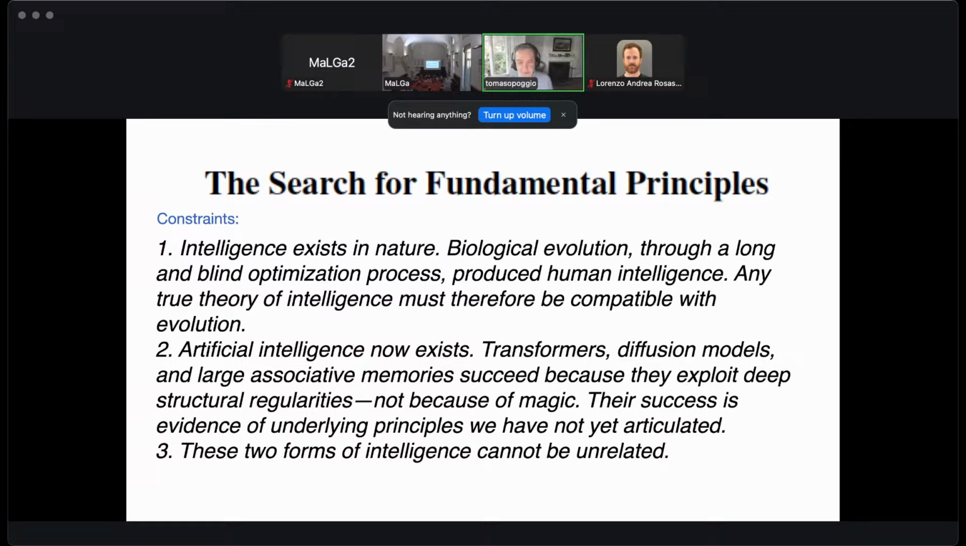So in the search for these kinds of fundamental principles, we are under a number of constraints, at least I would like to think so. One is that intelligence also exists in nature, not only in our computers. And the intelligence in nature has been discovered by biological evolution.